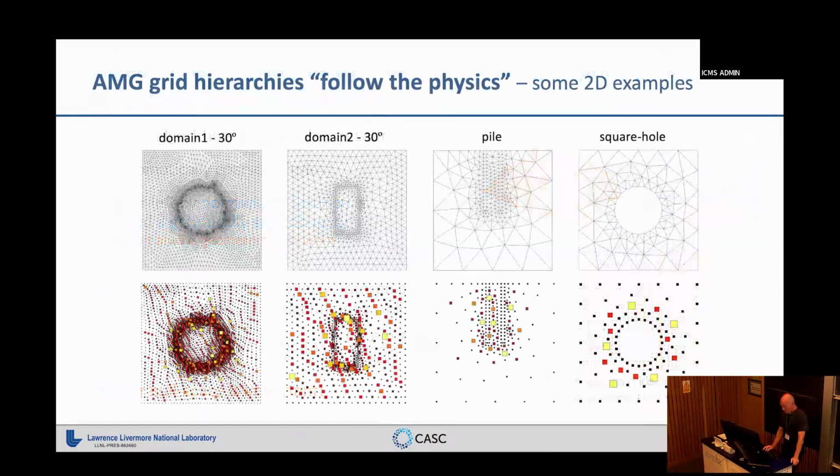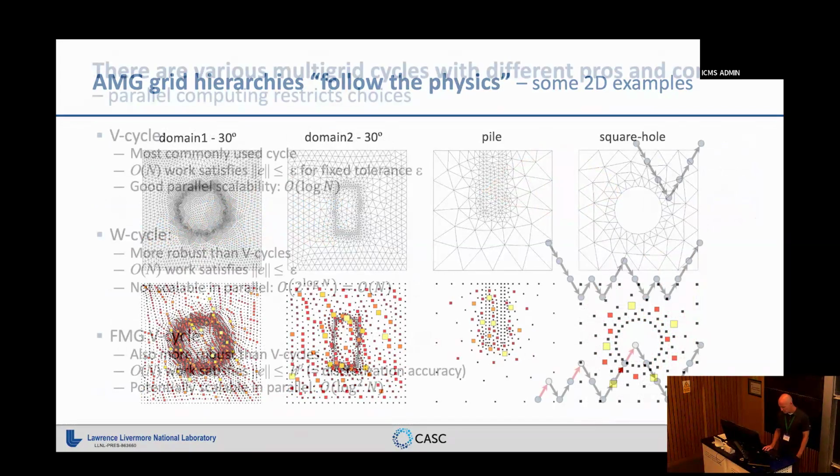Okay, so I just showed that on a structured grid. This all works for unstructured problems as well. This is just showing a few examples in 2D. These two on the left have an anisotropy at 30 degrees, and you do get the semi-coarsening that's orthogonal to that direction that pops out. And then over here, you get the isotropic coarsening that you'd expect to get. So very nice.